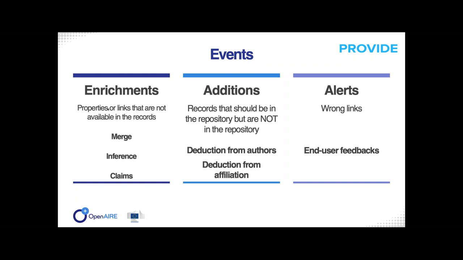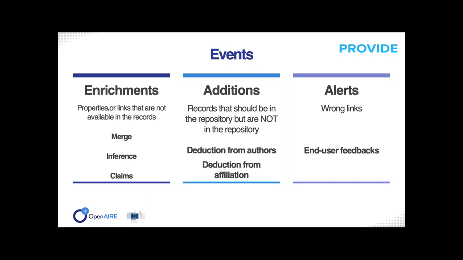Deducing it from authors, if you can identify a sort of strong relationship between an author and a repository, like its repository of reference, if you can infer it from the graph itself, or from a statement that you can find somewhere online, for example, from the affiliations, etc.